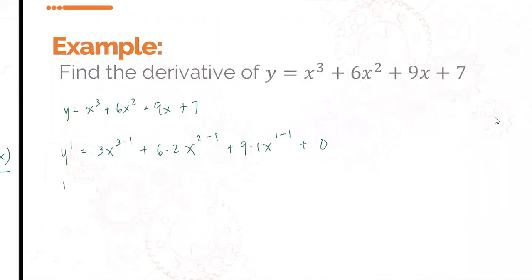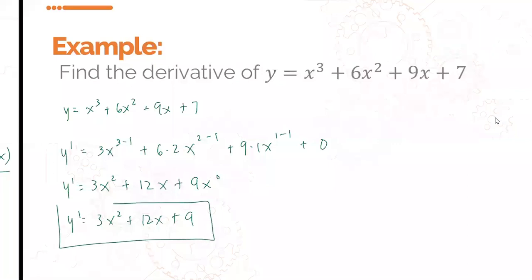Okay, so simplify, we have 3x squared plus 12x plus 9 x raised to 0. Okay, so y prime is equals to 3x squared plus 12x plus 9. So this is our final answer. Okay.